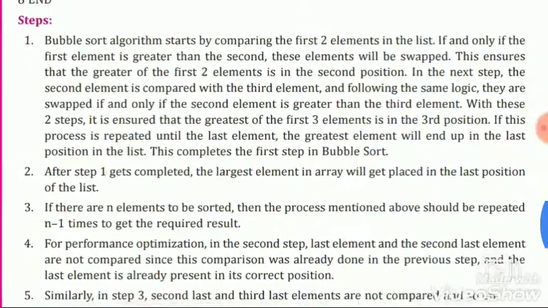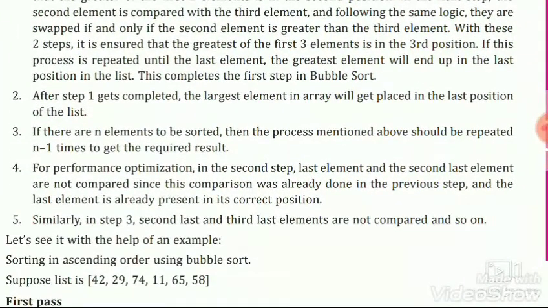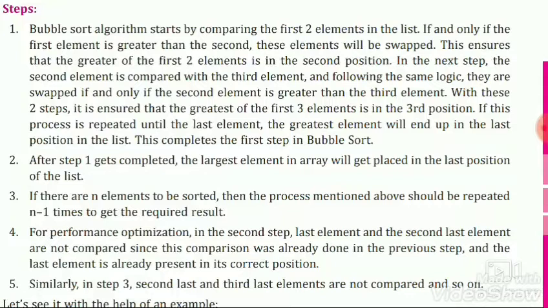So here are some steps. In the first step, the bubble sort algorithm starts by comparing the first two elements in the list. So first we check the starting two elements. If and only if the first element is greater than the second, these elements will be swapped. This ensures that the greater of the first two elements is in the second position.